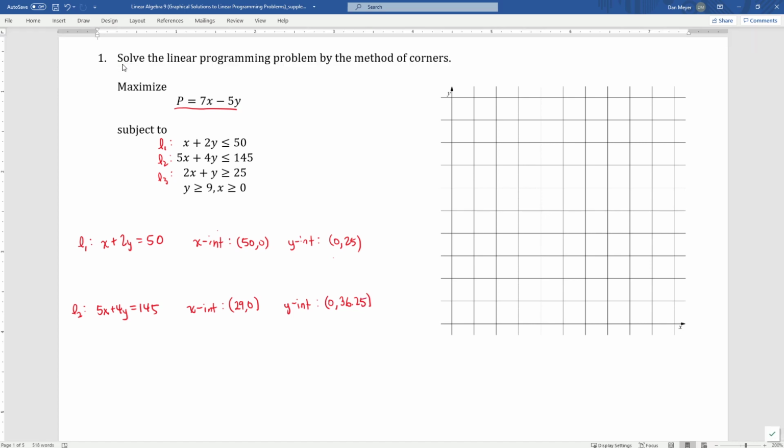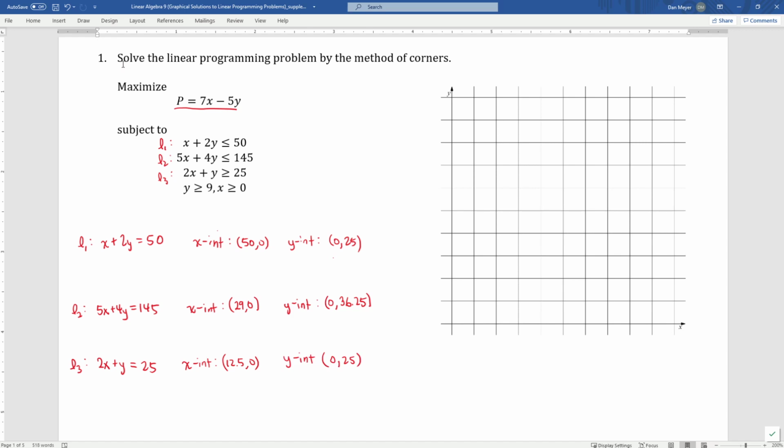Okay, and then for the last challenging line, line 3, we get 2x plus y is equal to 25. Here the x-intercept is unpleasant. It's 12.5. The y-intercept is relatively nice. Okay, so those are our intercepts.